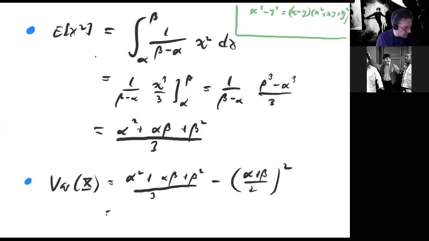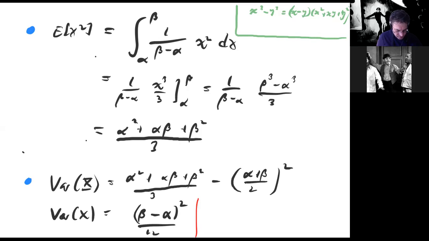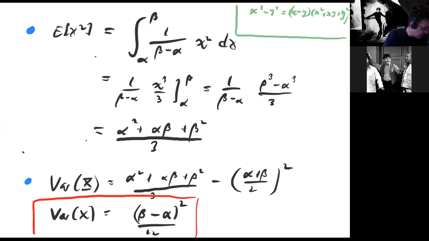And a little algebra has to be done here, but what you'll end up having at the end of the day is the length of the interval, beta minus alpha, squared over 12. That's what you get. So let me box that off. That's a cool result also. All right, so we've computed the expected value or the expectation and the variance.